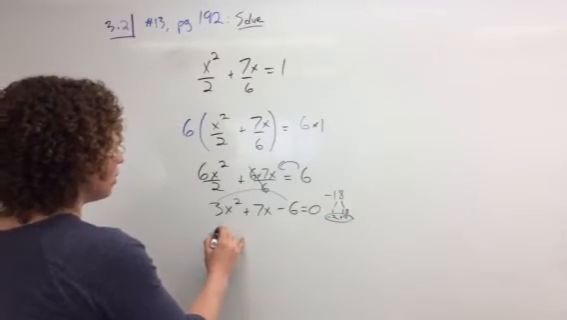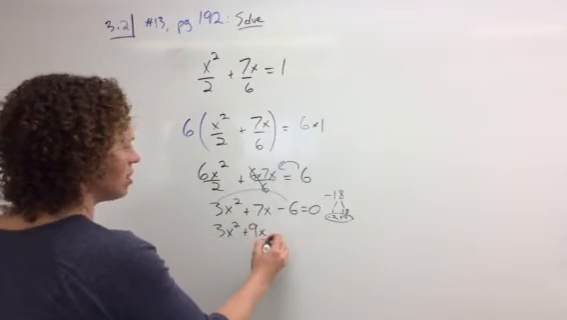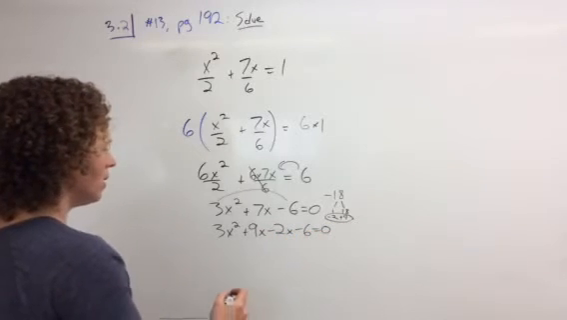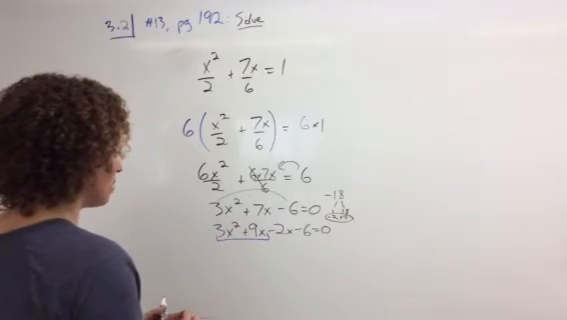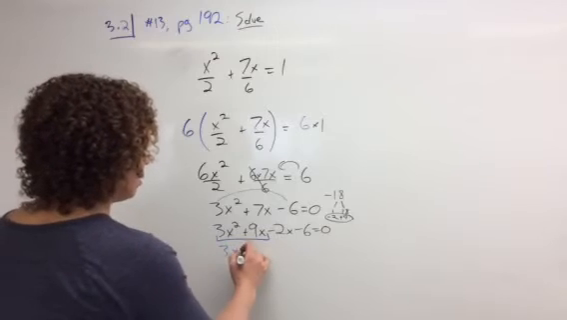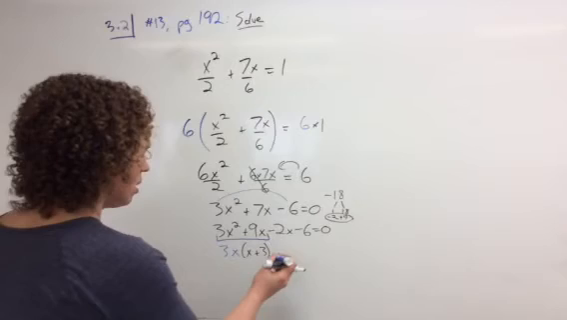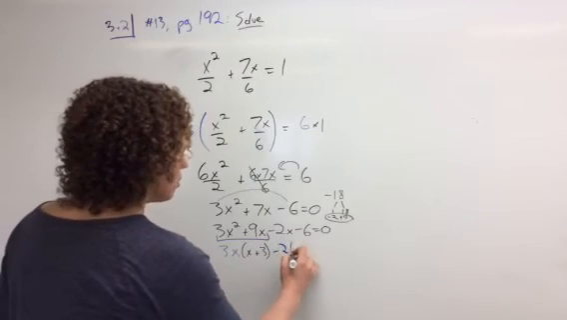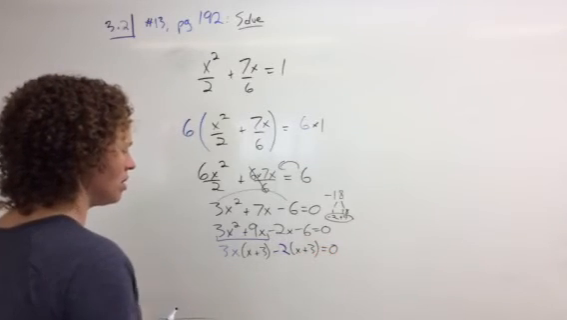So I've got my 3x squared. I'm going to put the plus 9 on this side. It doesn't really matter, but it seems to work out better for me. Then I'm going to collect my like terms and factor them. So I've got 3x on the outside, x plus 3 on the inside, and then minus 2, which would mean I have x plus 3 on the inside here, and all that's equal to 0.